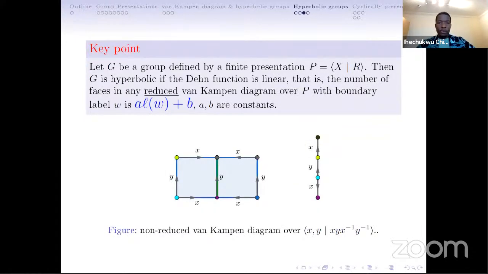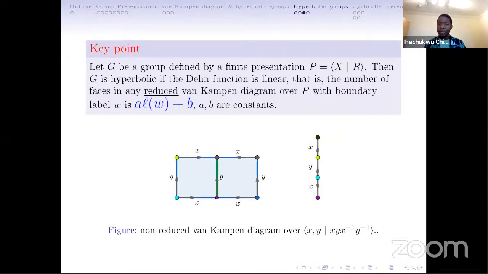Okay, so the key point so far is that you have a finite presentation, and it is hyperbolic if the Dehn function is linear. This is equivalent to saying that if you have a reduced Van Kampen diagram over that presentation, the number of faces is a linear function of W. So let me say it again, if you have a Van Kampen diagram whose boundary is W, then the number of faces in that Van Kampen diagram has to be a linear function of the length of W.